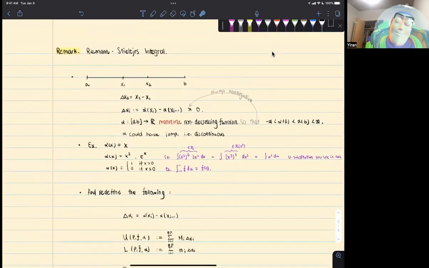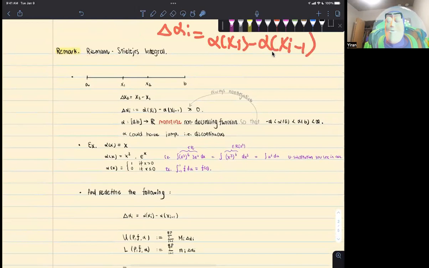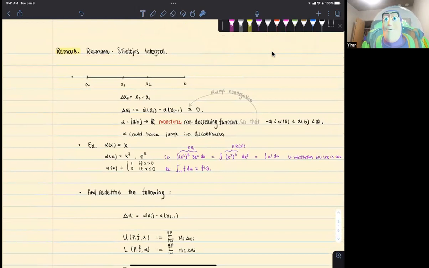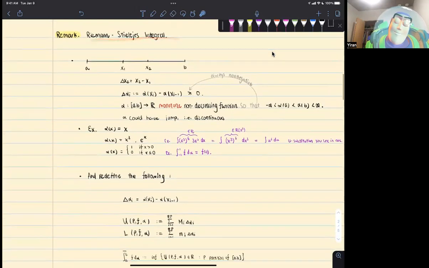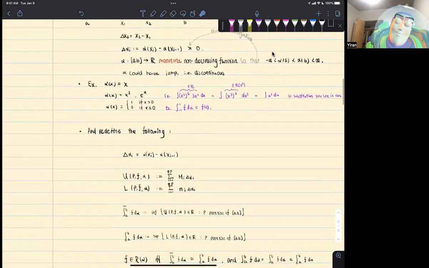Okay, and then the remark. Remember that when we were talking about delta x_i, I mentioned delta alpha_i, which is equal to alpha(x_i) minus alpha(x_{i-1}). Here alpha is a function that takes x_i or x_{i-1} as input and outputs a real number. So here is a little bit more about that. Here alpha is a monotone, non-decreasing function. So we have this, and alpha could have jumps, it could be continuous, as long as it's monotone non-decreasing, we're fine. And there are some examples.